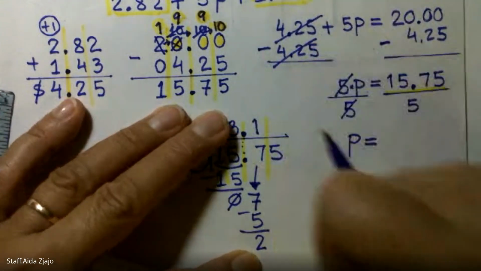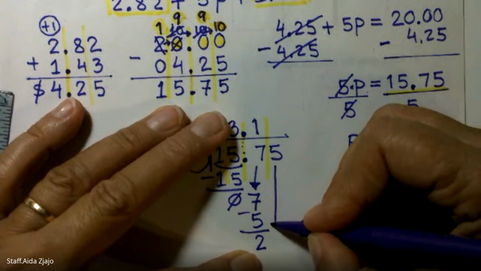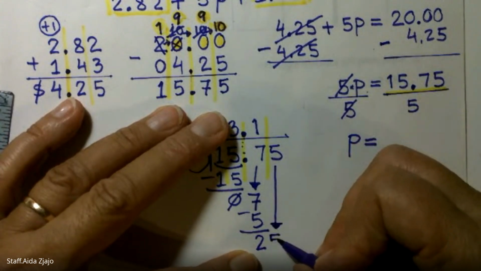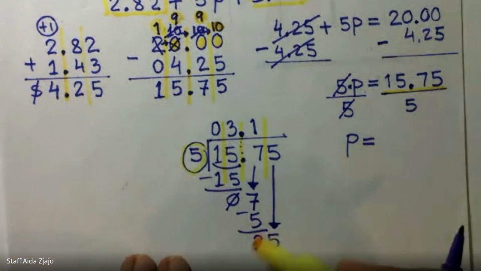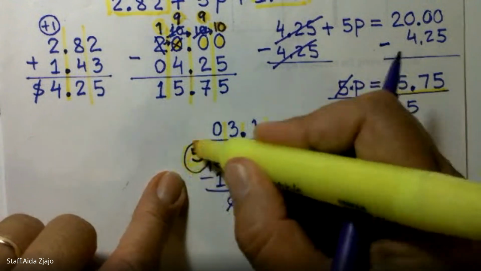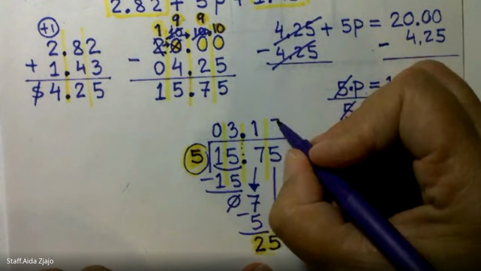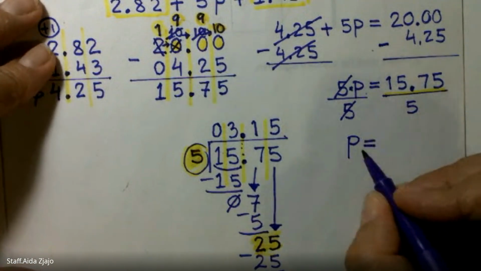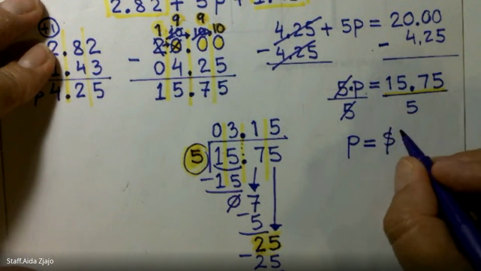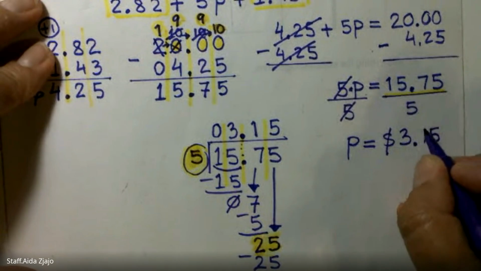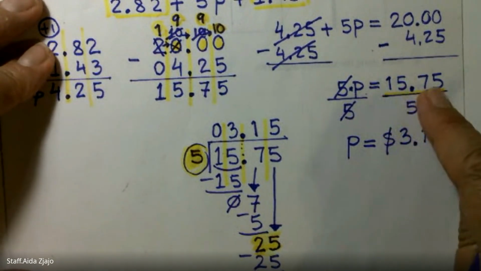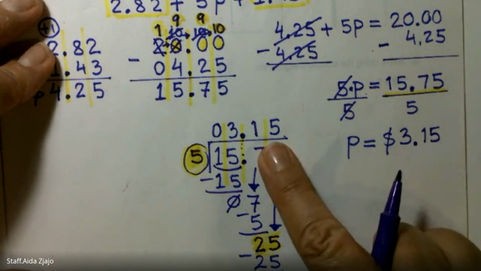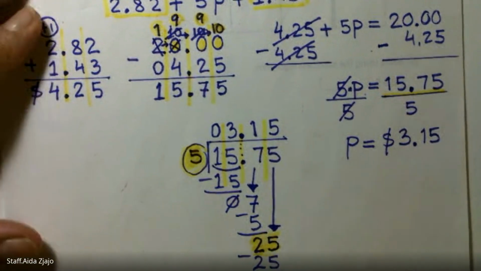Now I'm taking the last number, which is the hundredths, and I'm going to combine it with my tenths. We'll make 25 hundredths. So how many groups of 5 can I make in 25? I can make 5 groups. 5 times 5 is 25, and I have no leftover. So 1 pineapple costs $3.15. Okay, because 15 and 75 hundredths divided by 5 is 3 and 15 hundredths, 3 wholes and 15 hundredths.